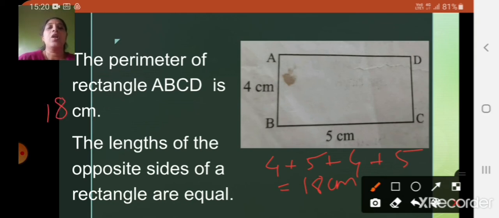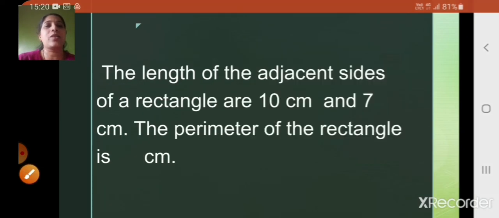Right children? So the lengths of the opposite sides of a rectangle are equal. This is the property of the rectangle, that the lengths of the opposite sides of the rectangle are equal. So as I told you, length AB and length DC are the opposite sides, so they will always have the same measurement. And length AD and length BC are the two opposite sides, so their measurement will always be the same. Right children? So let's move to the next one.